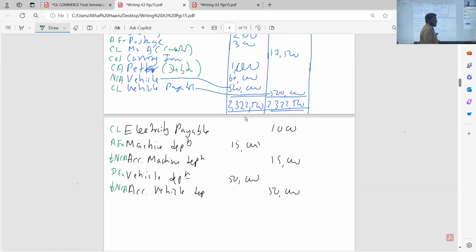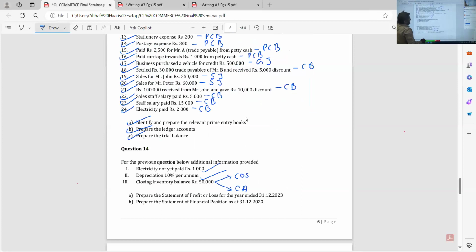Can anyone tell me what that adjustment is? If you are a really smart student only, you can tell. Not the bank loan part, Zaharullah. Not the bank loan itself, but something connected with the bank loan. What is that? Superb.